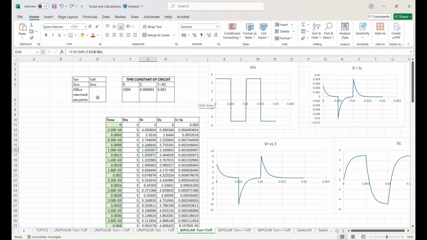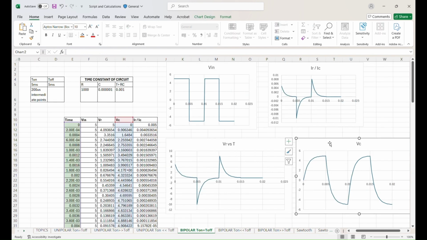Now I am using on time when the input is 5 volts and off time for input equal to minus 5 volts. It can be considered as T1 and T2 as well instead of on time and off time. From 0 to 5 milliseconds, the charging equation is considered and the voltage across the capacitor is calculated using the equation Vin into 1 minus e to the power minus Tr, which is the real time, divided by RC. We can see that the voltage across the capacitor is exponentially increasing during on time when the input is 5 volts, and during off time it is exponentially decreasing.